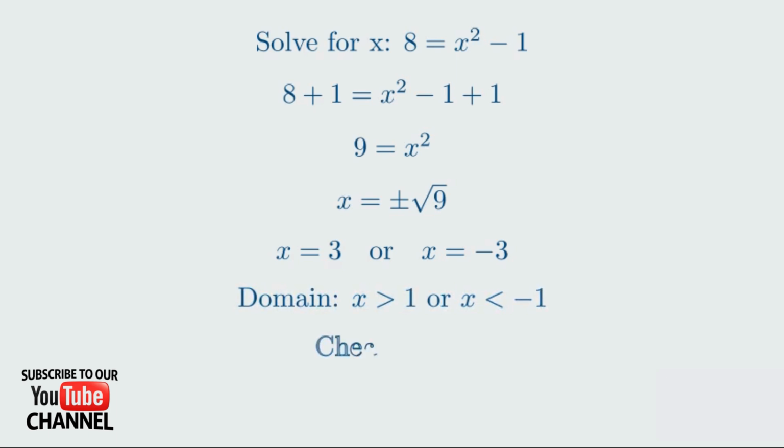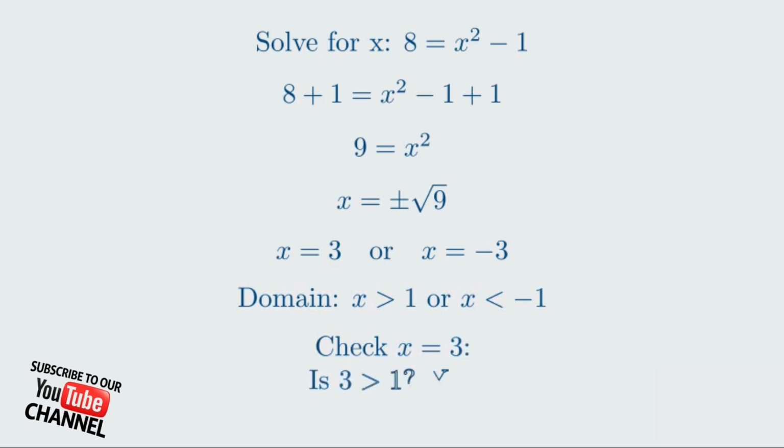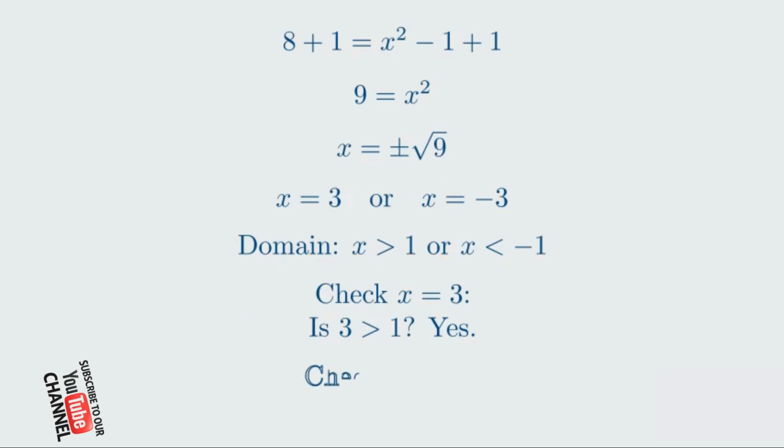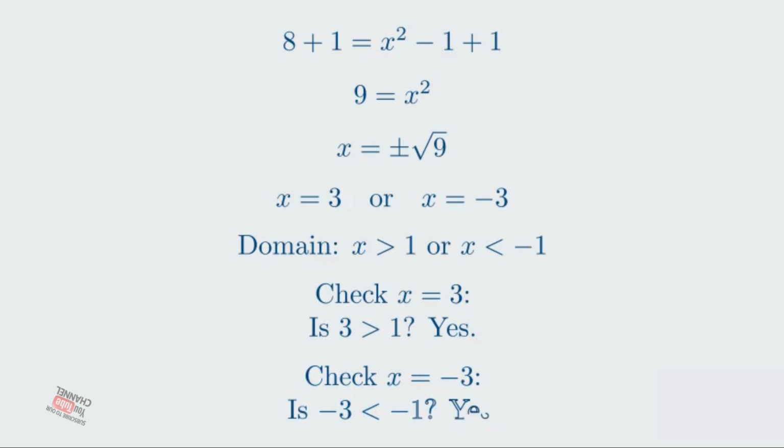First, let's check x equals 3. Is 3 greater than 1? Yes, it is. This means that x equals 3 is a valid solution. Now, let's check our second potential solution. x equals -3. Is -3 less than -1? Yes, it is. This also falls within our domain. Therefore, x equals -3 is also a valid solution.